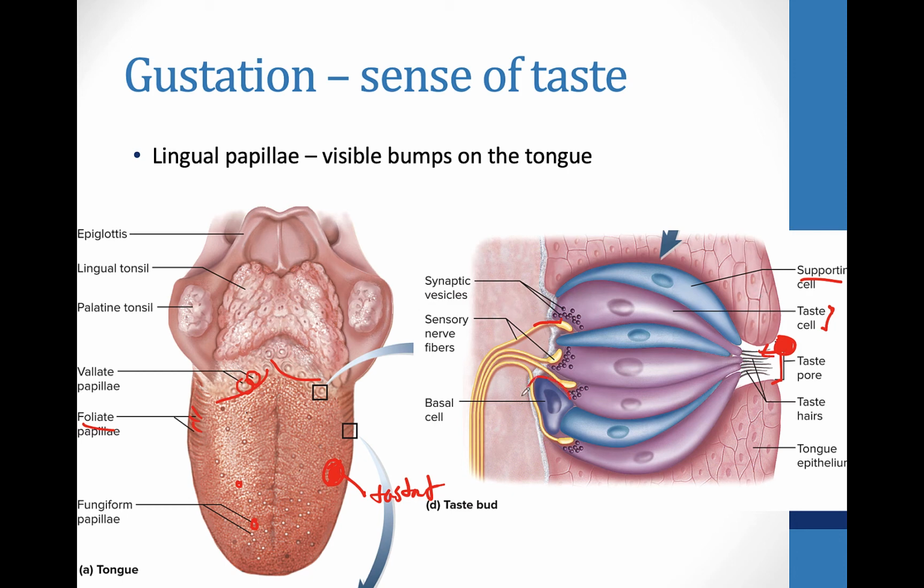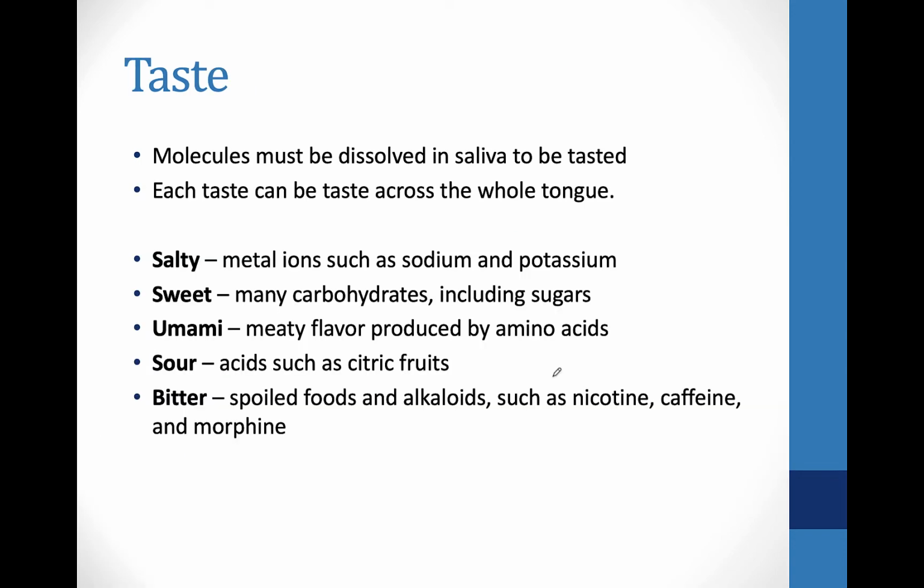And then we have basal cells. So basal cells are kind of like stem cells that can turn into supporting cells or taste cells if the taste bud actually gets damaged. So if you eat something really hot and then your tongue gets burned and you can't taste anything for a while, that's because you did actually hurt your taste buds, and it's going to take a few days until your taste buds regenerate. We generally have 5 tastes.